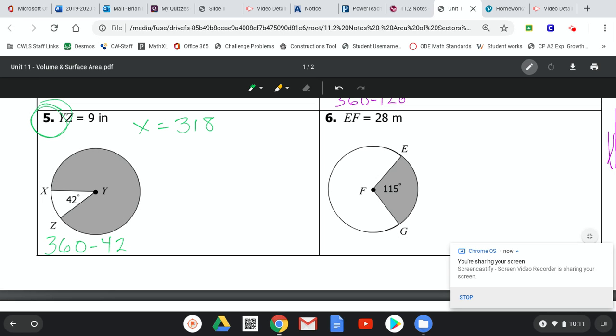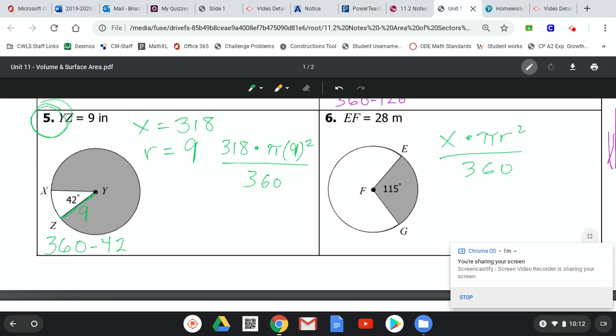Okay. Now we need to find our radius. Well, it tells us YZ is 9. That is our radius. That is this length right here. So radius is 9. Then we plug it into our formula. So we do 318 times pi times 9 squared divided by 360. And again, that's because our formula is x times pi r squared divided by 360, okay? So we're just plugging in our x, which is 318, and our radius, which is 9.